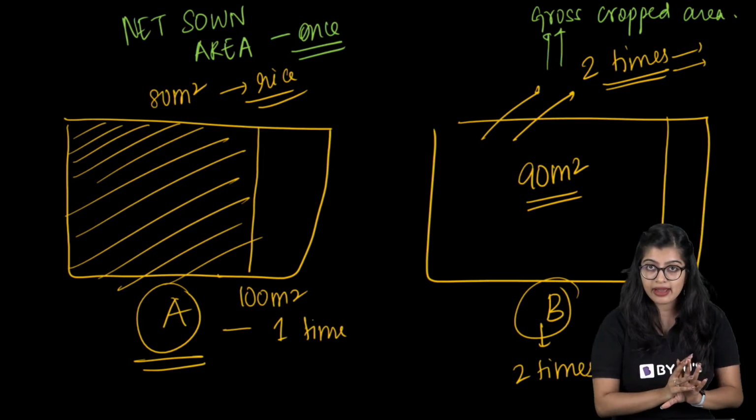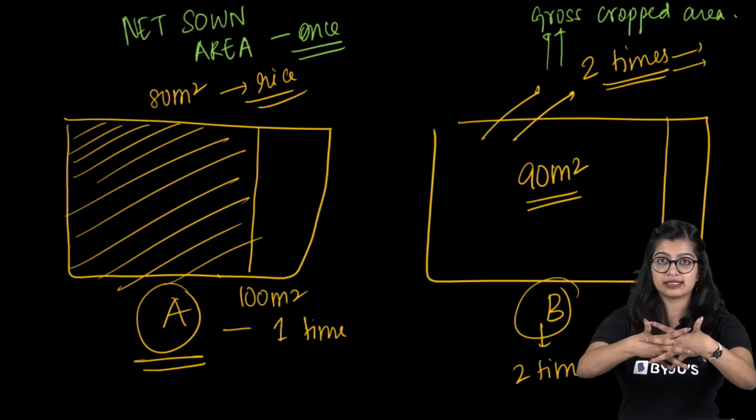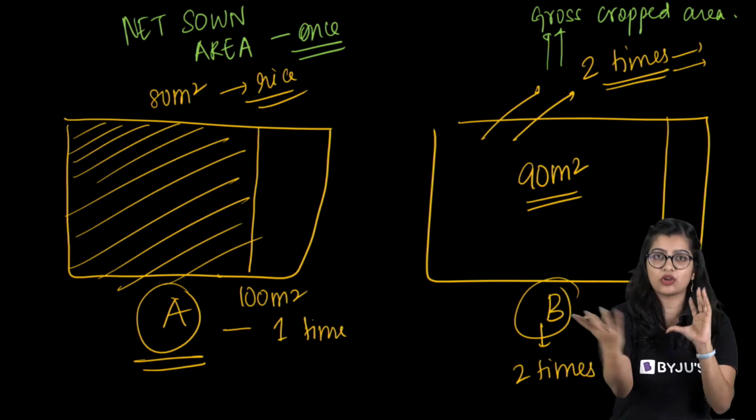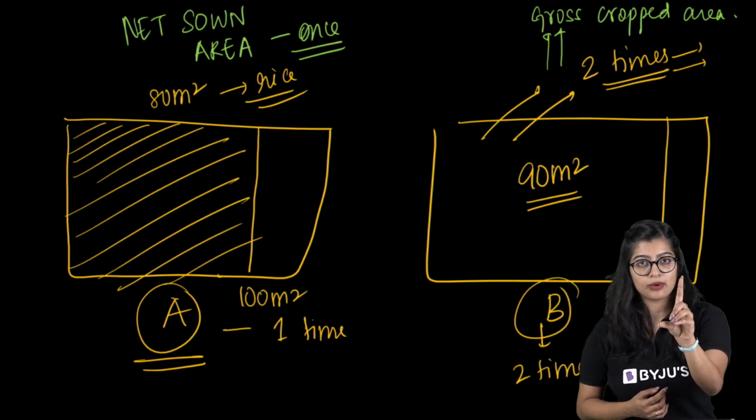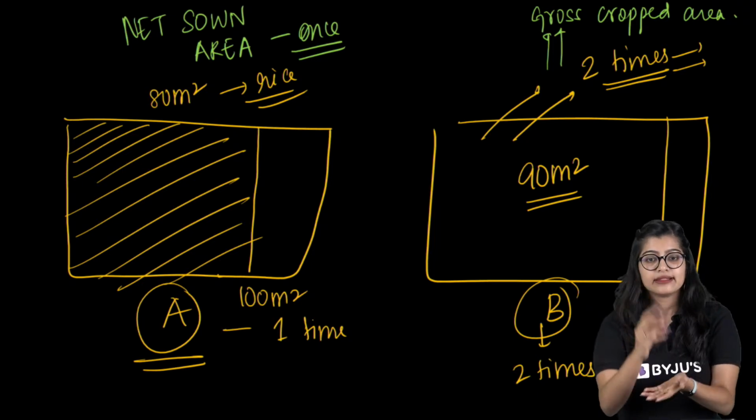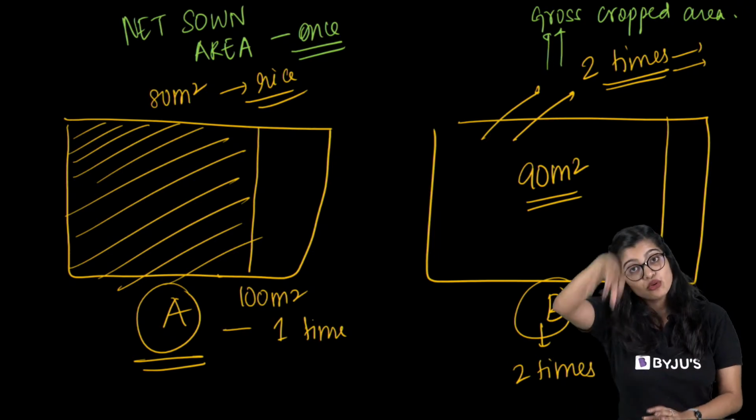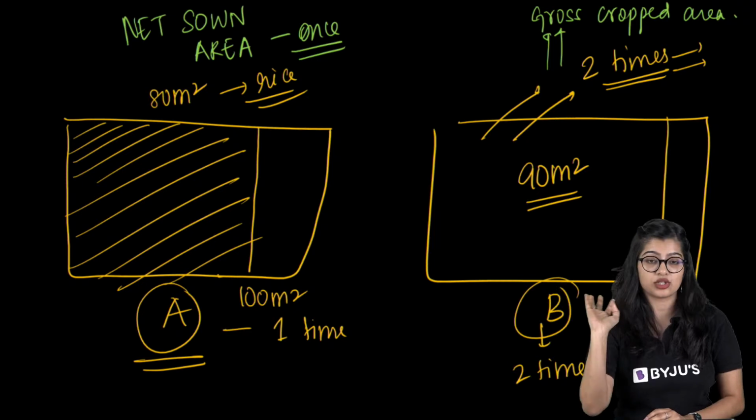So net sown area is the physical extent which I consider wherein I do my cropping. So I sow my seeds, I harvest my crop, but I grow one crop or one cropping season only, or I use that land only once. Then it is net sown area. While if I use that same piece of land 2-3 times to grow crops, then it will come under gross cropped area.